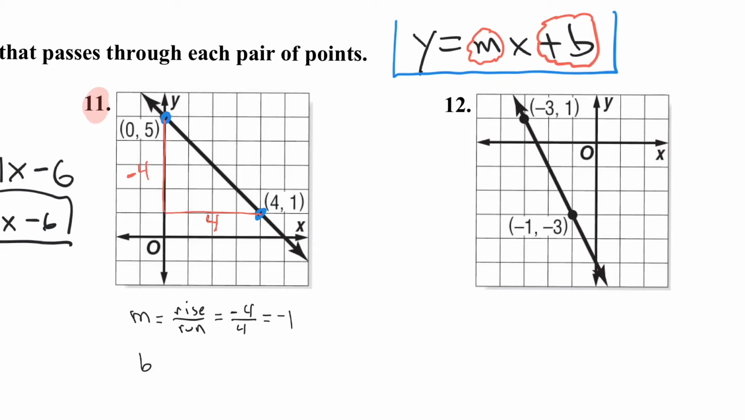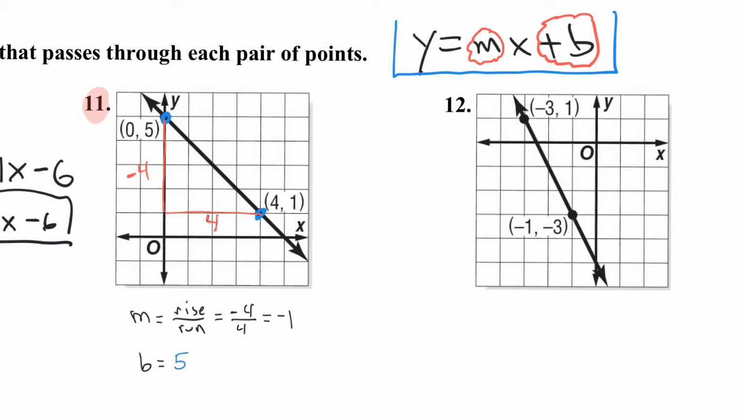For my y-intercept, you guys need to find the y, where the line crosses the y-axis. And we can see that it's right here. You have the y-intercept at 0, 5. What is the y value for that point? 5. So my y-intercept is going to be 5, and it is a +5.